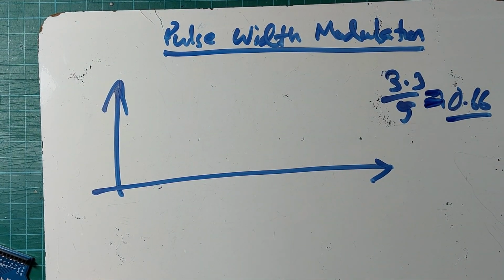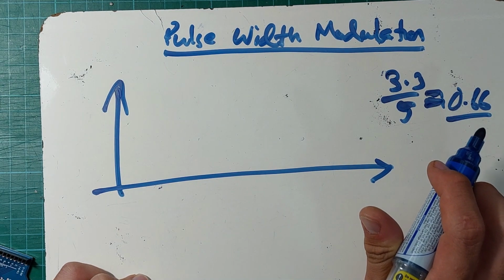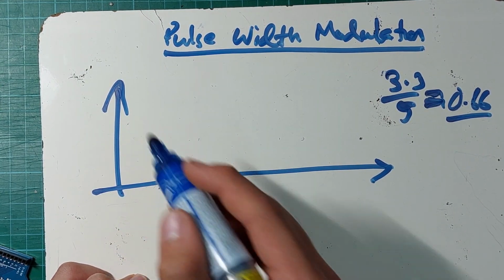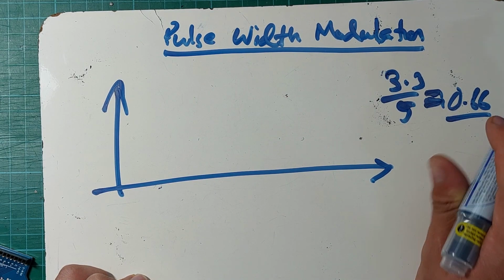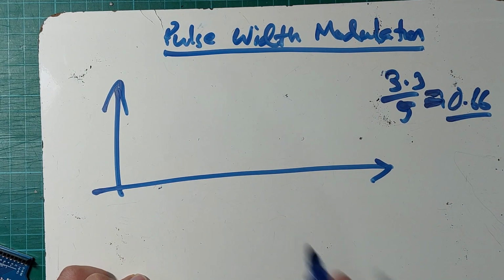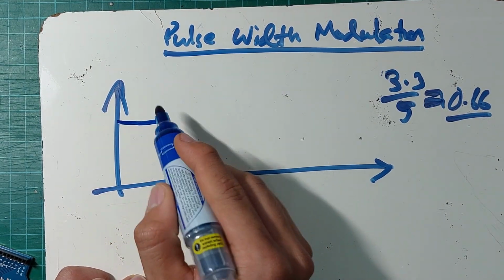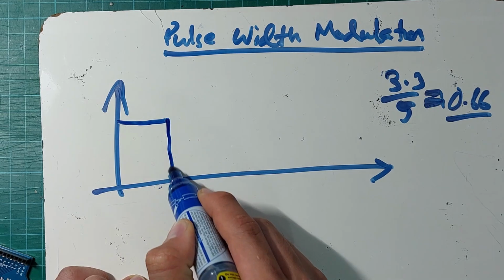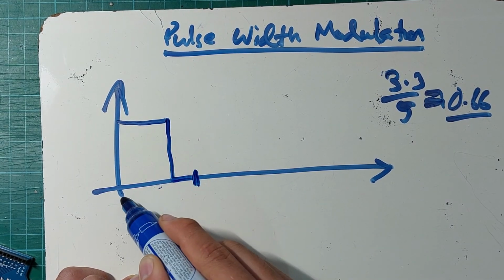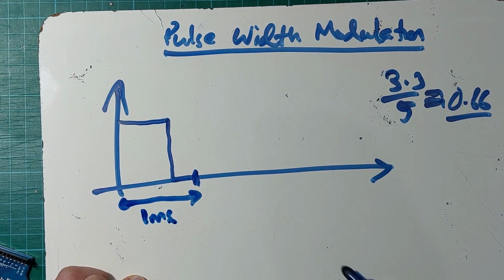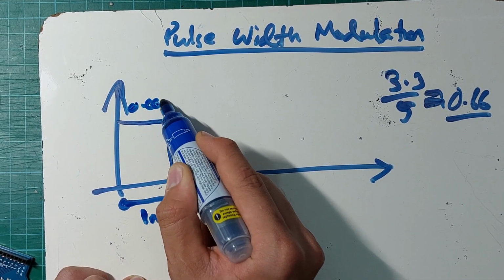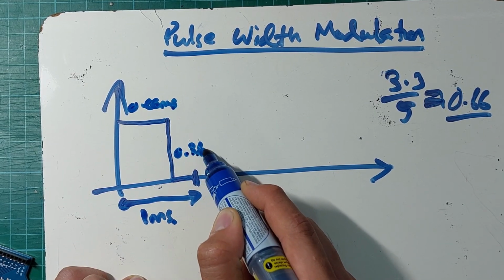And what exactly does this mean? This means that we want the on time, or the time that's spent on, to be 0.66 of the total time. So what does that mean? Let's say I were to turn this on and turn this off, and the total time in this cycle is equal to 1 millisecond. Then I would want this to be 0.66 millisecond and this to be 0.33 millisecond.